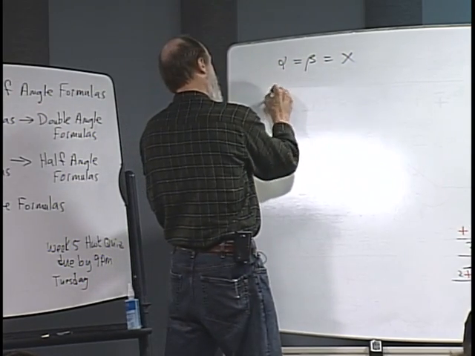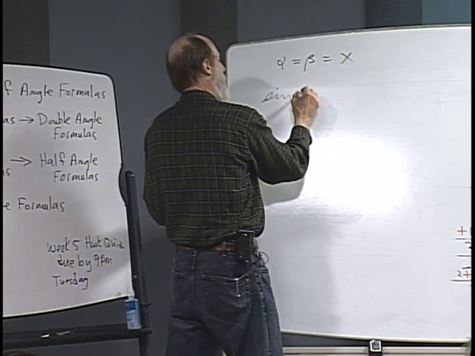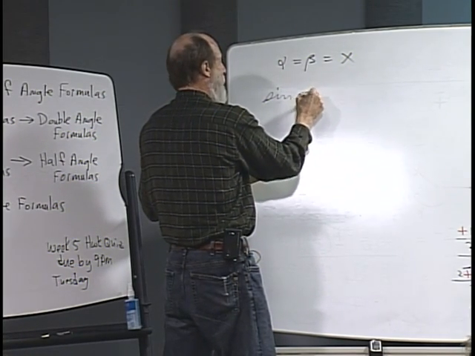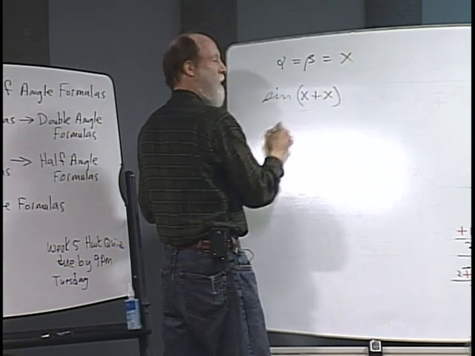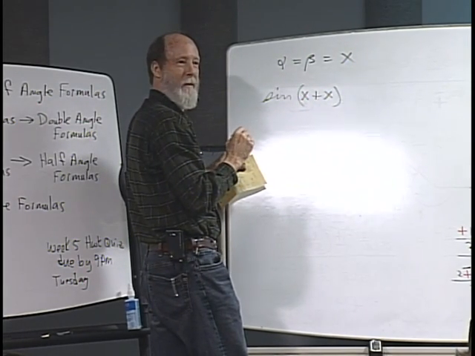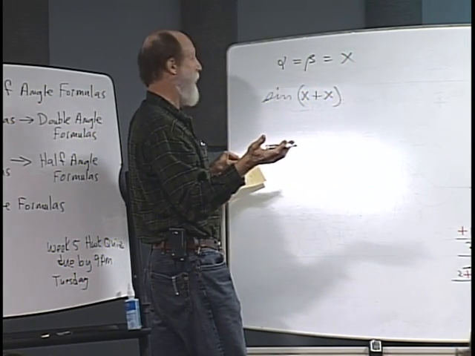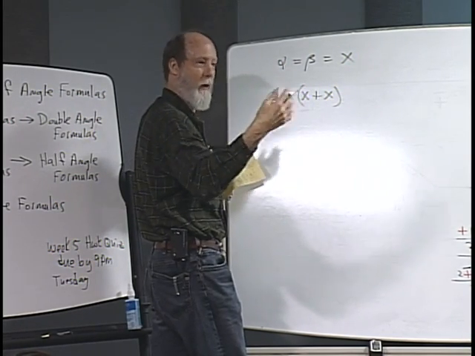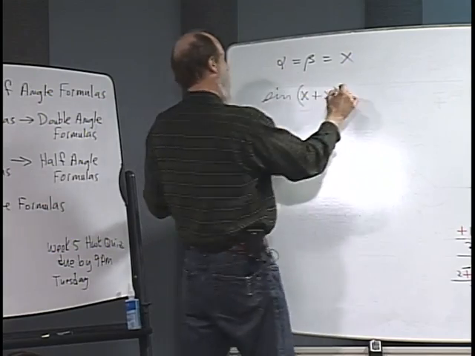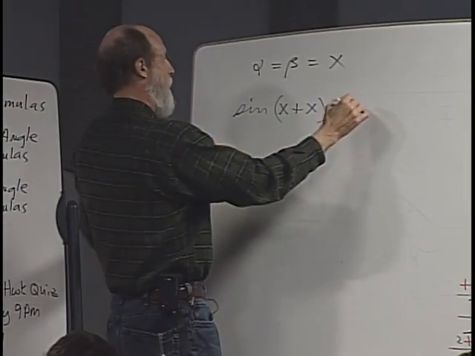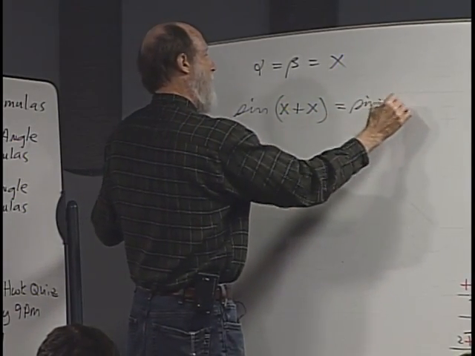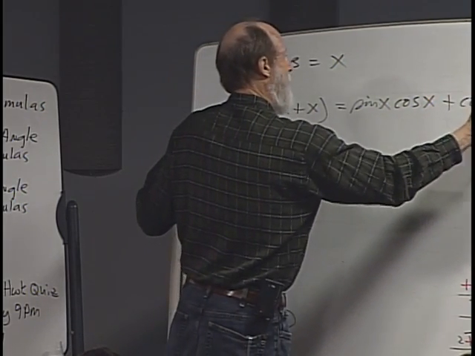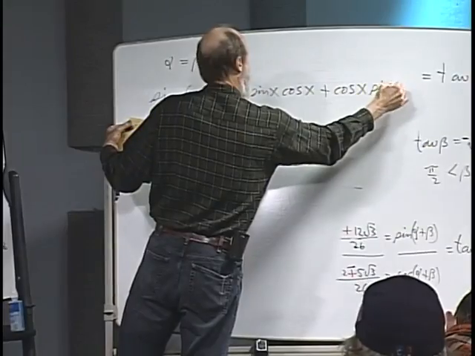And so then if we have our sine formula, we're dealing with alpha plus beta. We're going to write that as x plus x. So in other words, we're dealing with the sine of 2x, thus a double angle. And our formula tells us that it's the sine of the first times the cosine of the second plus the cosine of the first times the sine of the second.